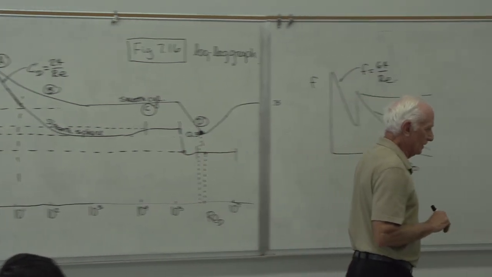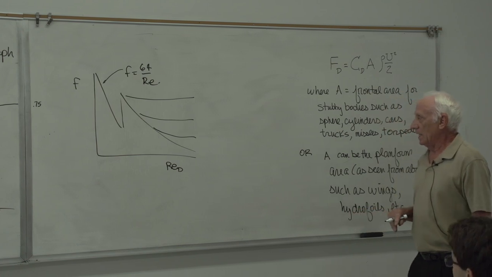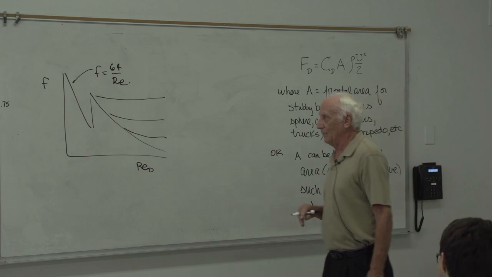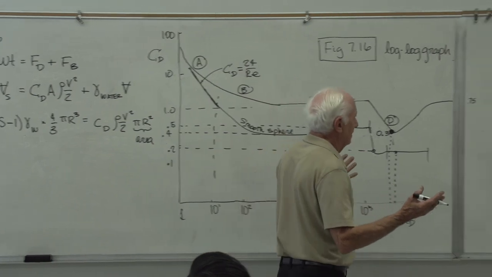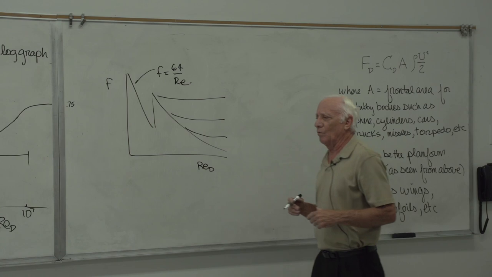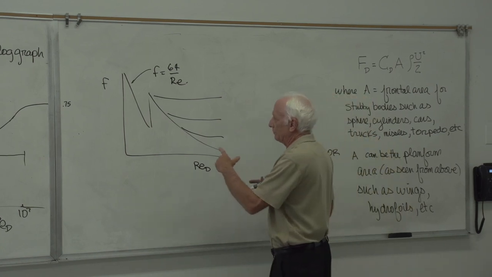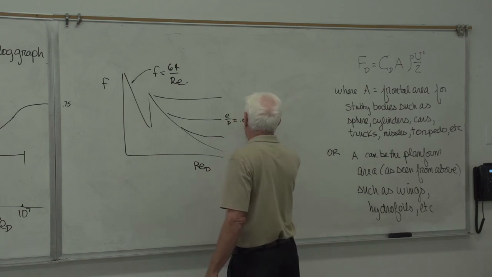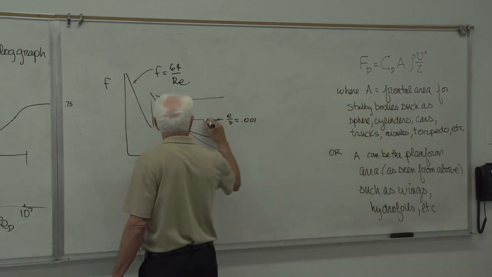Let's go back to fluids one. You got a flow of water in a pipe. I don't know the Reynolds number. What do I do? Do I assume it's laminar? No, probably not. Water's rarely laminar. Let's say I have a roughness E over D of 0.001. Let's just say that. So here's the curve for 0.001.